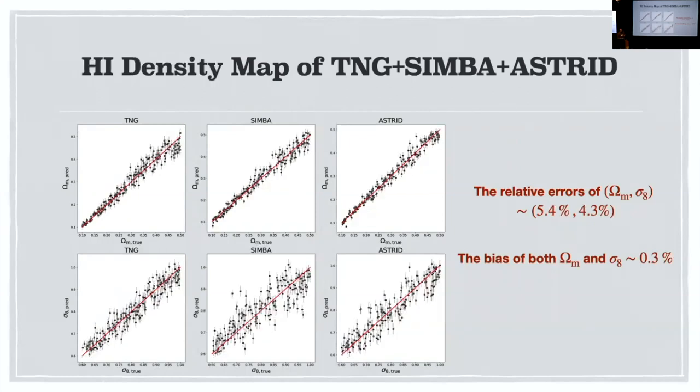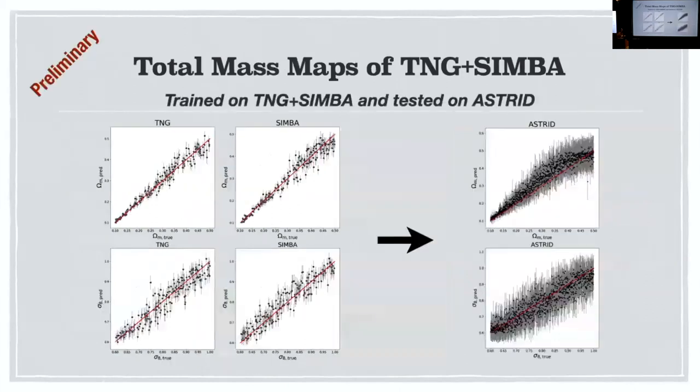Also for the H1 density map. But what we're actually trying to do is train a neural network that can predict cosmological parameters from a simulation or observation that the machine has never seen. So that's what we did next.